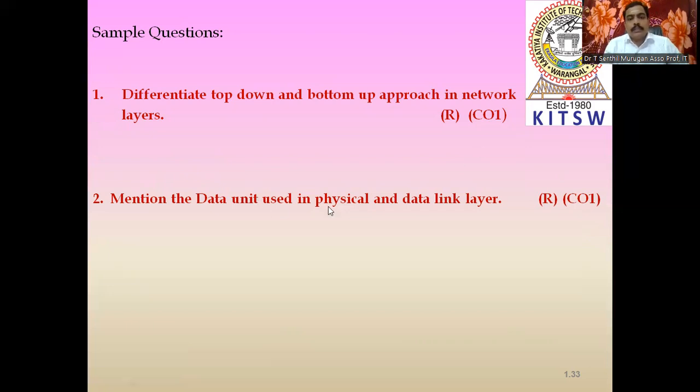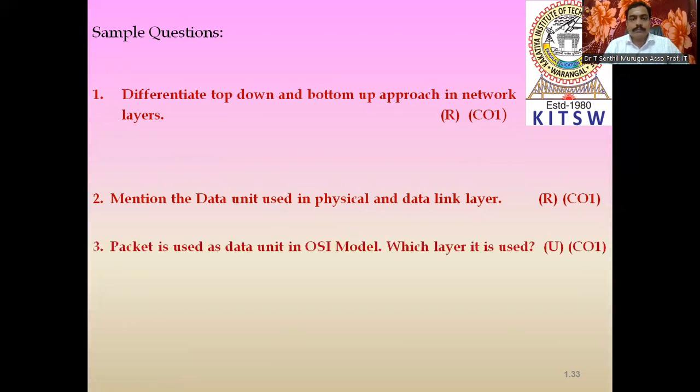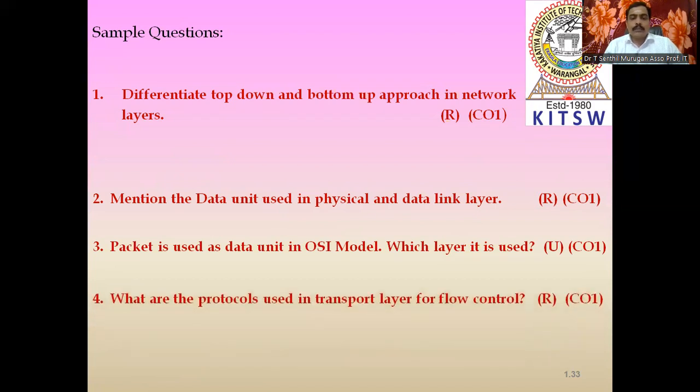Mention the data units used in the physical and data link layers. What is the data unit used in the physical layer? Bits. What is the data unit used in the data link layer? Frames. Packet is used as a data unit in the OSI model. Which layer is it? The packet is the data unit in the network layer. What are the protocols used in the transport layer for flow control? Flow control is the responsibility of the transport layer. The transport layer has some protocols to control the data flow, like the simplest protocol, stop and wait protocol, and selective repeat protocol. We will discuss those protocols in the second unit.